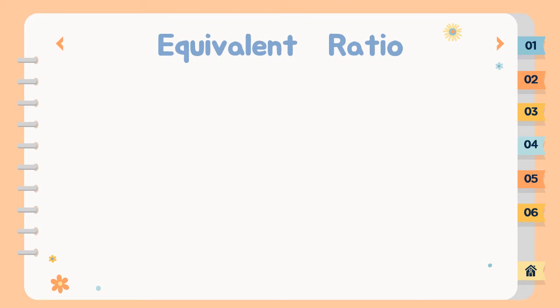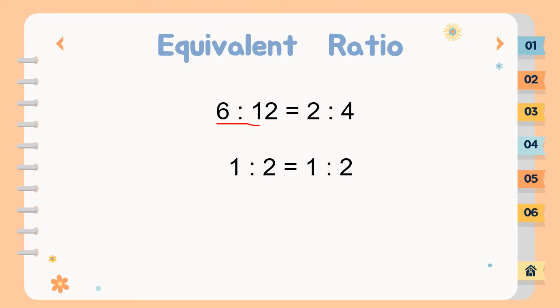Next, let's have another example of equivalent ratio. Given we have 6 is to 12 is equal to 2 is to 4. Let's simplify. For 6 and 12, the common factor is 6. So 6 divided by 6 is 1, and 12 divided by 6 is 2. Next, 2 is to 4. The common factor of 2 and 4 is 2. So 2 divided by 2 is 1, and 4 divided by 2 is 2. So we have 1 is to 2. Therefore, 6 is to 12 is equivalent to 2 is to 4.